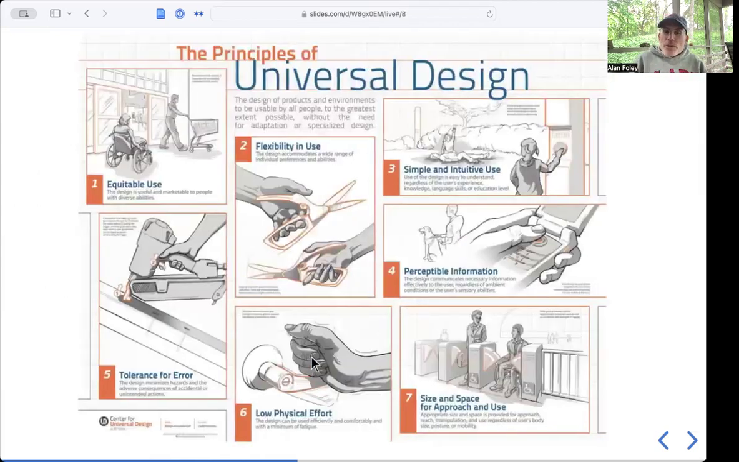So here we have some principles of universal design. I am not going to go through all of these in great depth and detail. I'm just going to mention what these principles are. Things like equitable use, tolerance for error, flexibility in use, low physical effort. I'll point out that one.